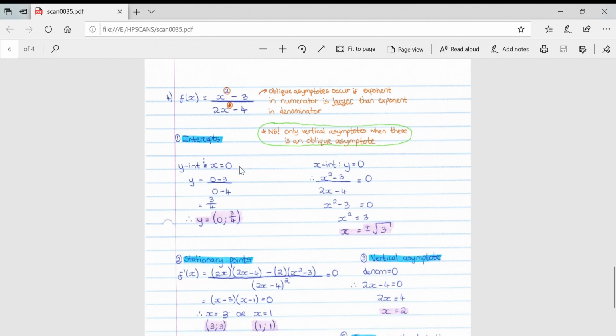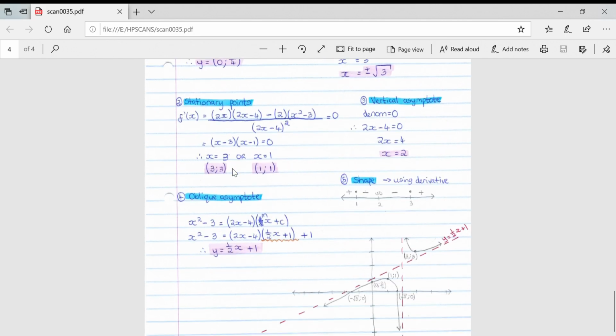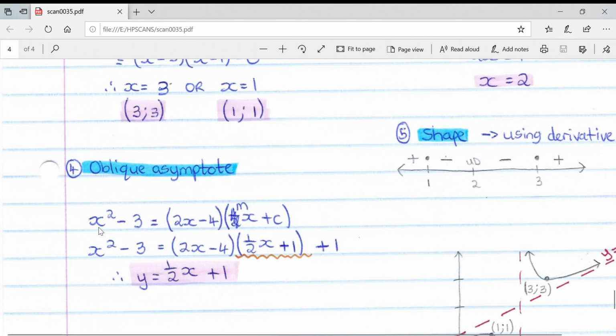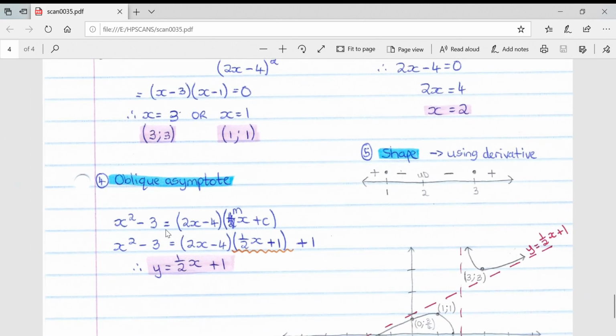Whatever's in your numerator, so x squared minus 3, you put to the left hand side of your equal sign. Then you put an equal sign, and whatever's in your denominator you put as your first bracket, and then you simply write another bracket with mx plus c. Numerator equals denominator times that bracket. Then you must work out what you need to times this bracket by in order to get it to this bracket.